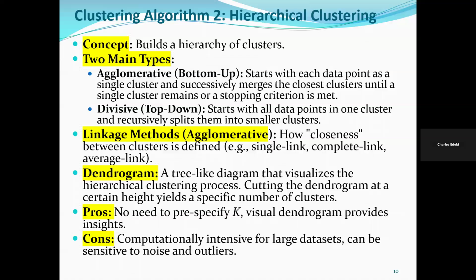So with divisive, we also define how the distance or similarity between two clusters is calculated when we are merging. So here we say what? Start with all data points in one cluster. So opposite: agglomerative, each data point is a cluster, we start with that. Divisive, we start with all the data sets in one cluster.